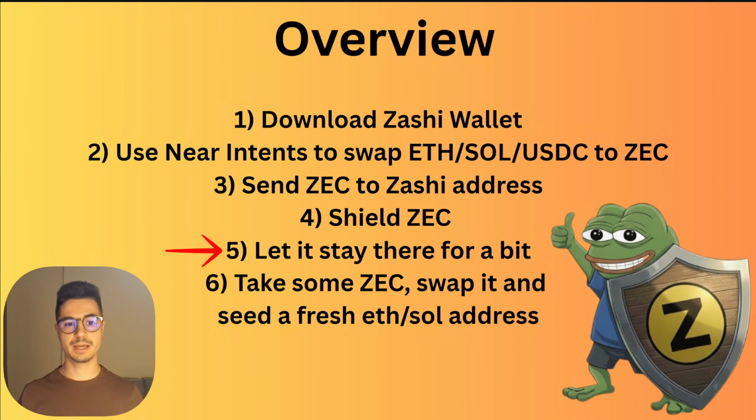5 is not really a step, but it's very important to highlight it. We have to then leave our ZEC in this private pool for a little while, because privacy only comes from shielded money at rest, but more on that in a second. And then after some time, we can take out some of our shielded ZEC, swap them for any other asset, SOL, Ethereum, USDC, and then send it to a freshly generated wallet, which cannot be tracked back by anybody out there since the funds are directly coming from the Zcash shielded pool.